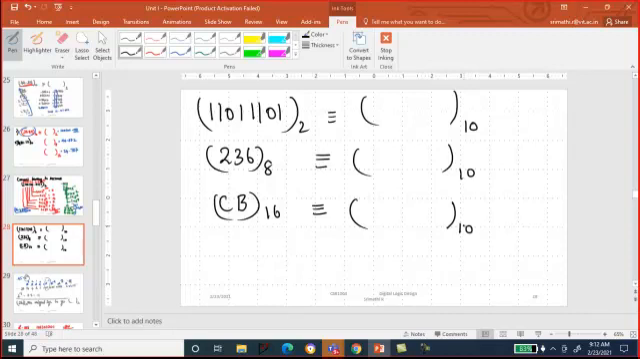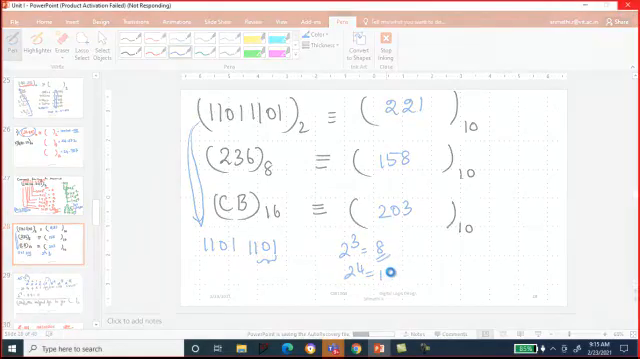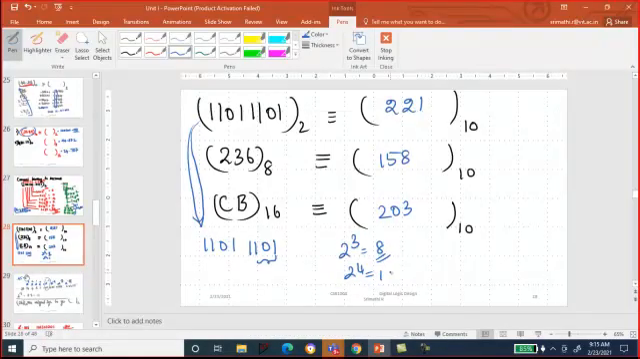Convert and tell me the answers. See, the 1101 and 1101 number, I am writing it here. If I am combining 3 digits, that will form octal. 2 power 3 will be 8, because the octal radix or base is 8, right? And if I combine 4 digits, that is said to be hexadecimal.